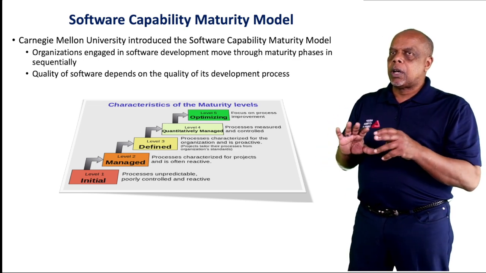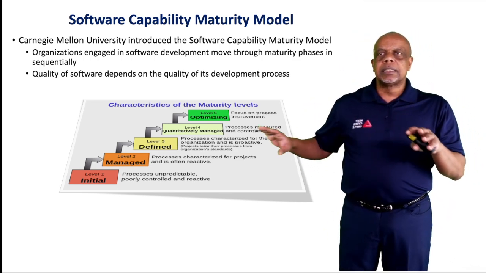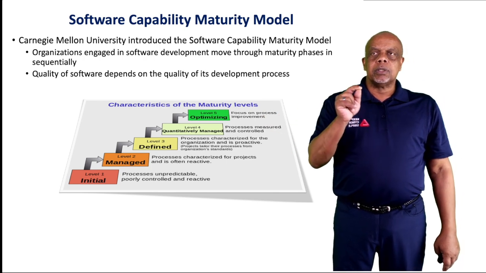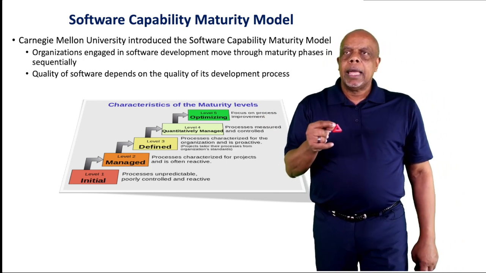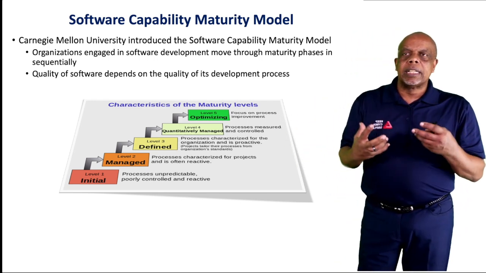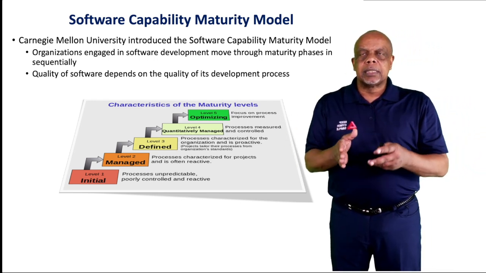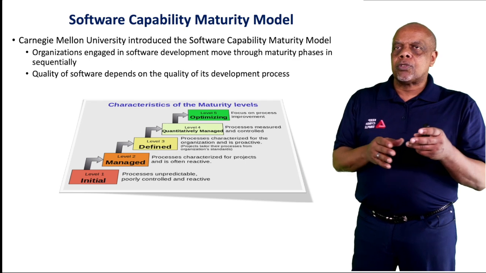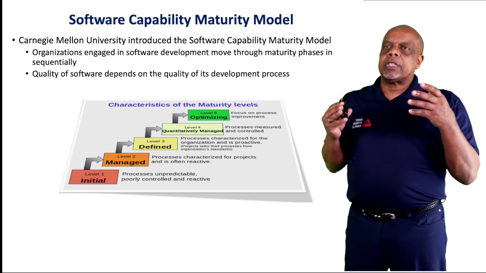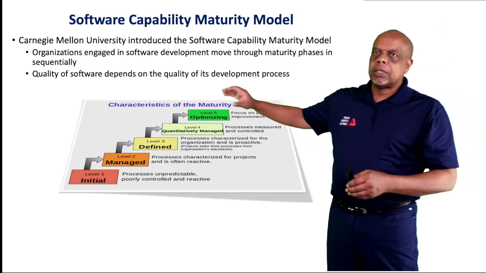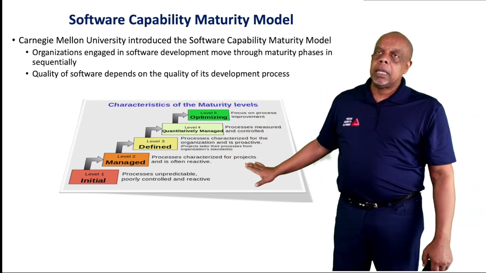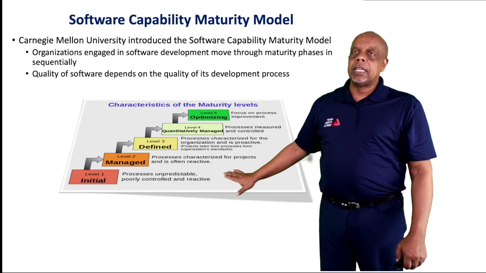Level 3 is when you get to what's called defined. That's where your processes are characterized for the organization and it's proactive. Like I say, you've gotten more maturity, and as you get to level 4, now you get into what they call quantitatively managed. Your processes are measurable and they are controlled. And now when you get to level 5, what we call the optimizing level, now you're ready to start focusing on process improvement. When you're down here at this level, process improvement, we'll get there. Right now, we're just trying to get things out of the door.